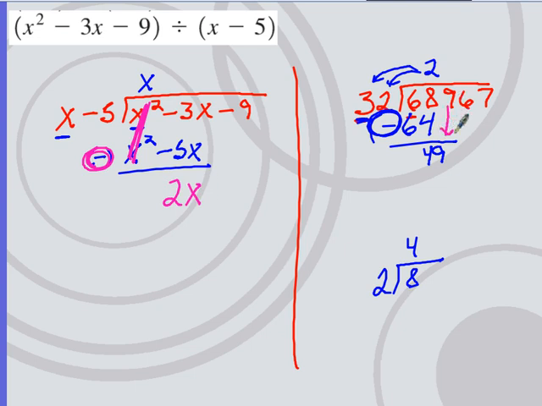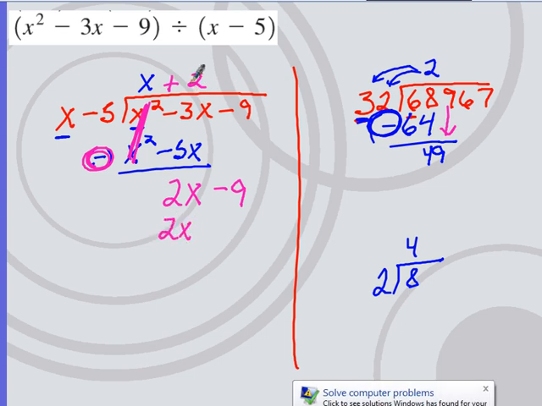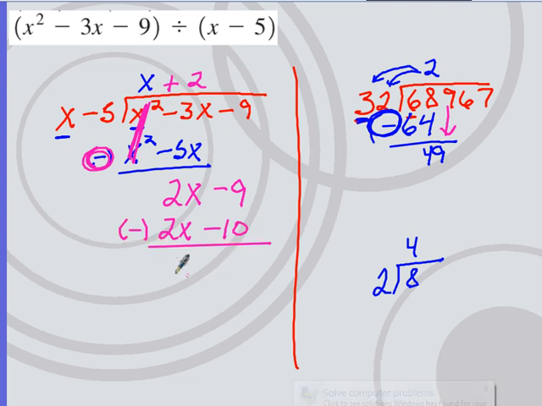What do I do next? I bring down the next number, which in this case is minus 9. And I say again, here 32 will go into 49 how many times? Here I say x will go into 2x how many times? Jordan, how many times do you think x will go into 2x? Twice. Good job. How does she know that? Because when she multiplies it back out, 2 times x is 2x, and 2 times negative 5 is negative 10. We subtract. If you do it right, this should always cancel. And negative 9 minus negative 10 is 1.